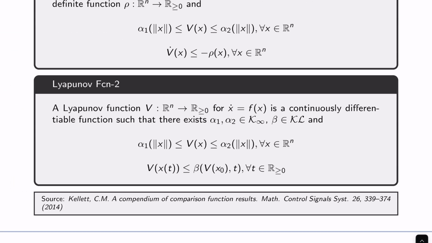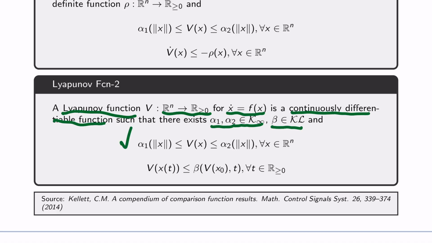So let's look at that. The second definition here: a Lyapunov function from R^n to R for this dynamic system is a continuously differentiable function such that there exist alpha 1, alpha 2 from K infinity, and beta from KL. Okay, this is what we have, and this one is kind of new, right? And this is the Lyapunov function evaluated at the initial points.